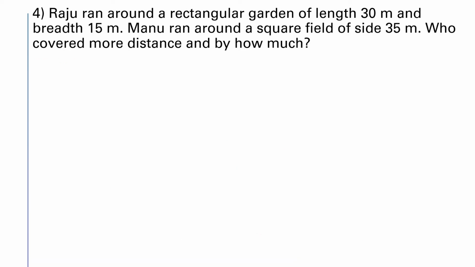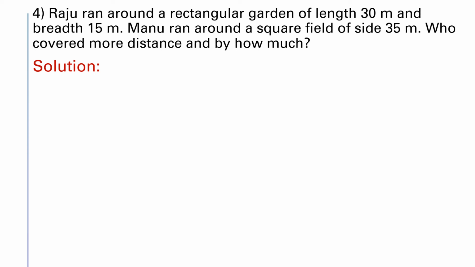The next is question number 4. Raju ran around a rectangular garden of length 30 meter and breadth 15 meter. Manu ran around a square field of side 35 meter. Who covered more distance and by how much? Now tell me what we have to find, area or perimeter? Yes, perimeter, because Raju and Manu both were running around a garden and a field, covering only their length, not area. So first we find the distance covered by Raju, and then we will find the distance covered by Manu. And then we compare who covered more distance.